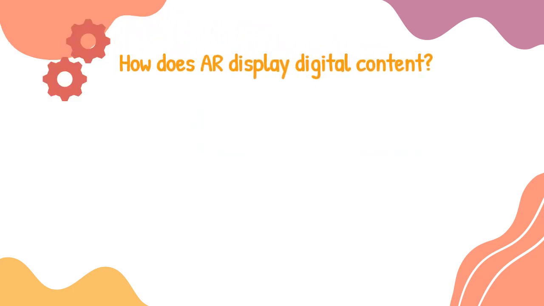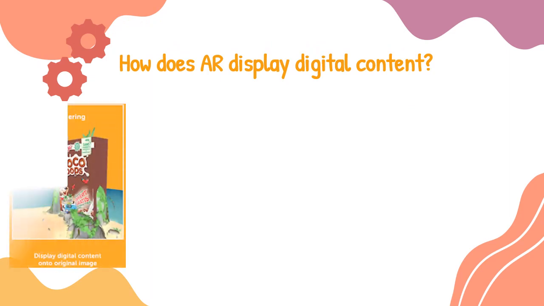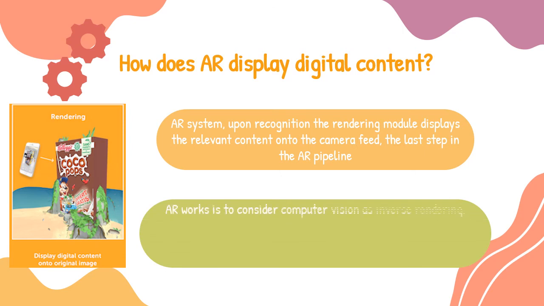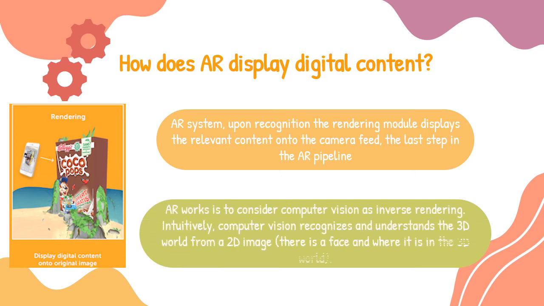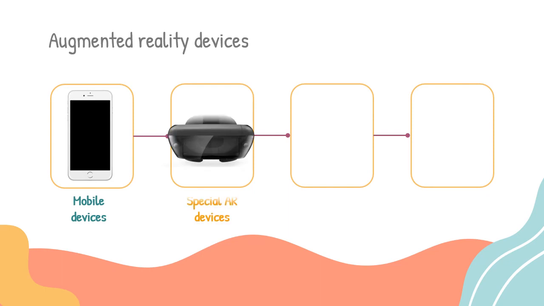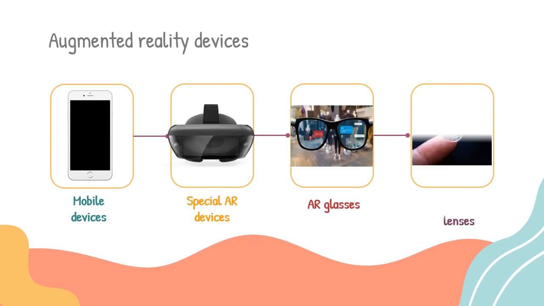How does AR display digital content? Upon recognition, the rendering module displays the relevant content onto the camera feed, the last step in the AR pipeline. One way to think about how AR works is to consider computer vision as inverse rendering. Intuitively, computer vision recognizes and understands the 3D world from a 2D image. There is a face, and where it is in the 3D world. Augmented reality devices: mobile devices, spatial AR devices, AR glasses, AR contact lenses.